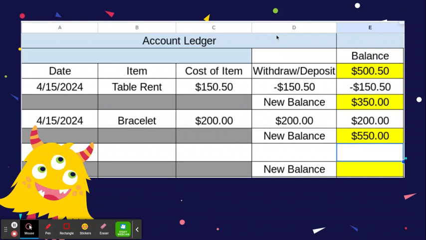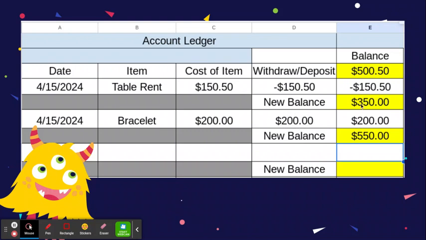Now let's do another example. We already did the withdrawal, so $350 is our ending balance then. Now let's say you sell something. The date, what did you sell? Let's say we sold a bracelet. The bracelet we sold was $200. Expensive bracelet. So this would actually be a deposit because we're putting the money into our account. It is a positive number.